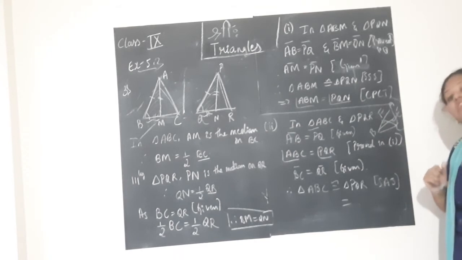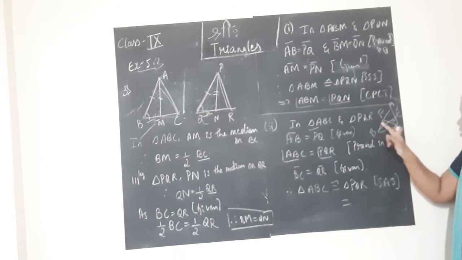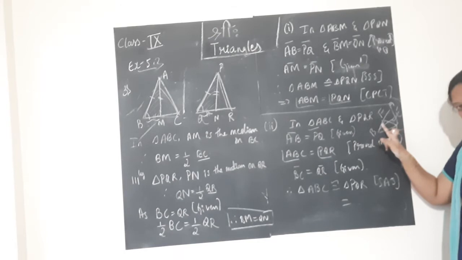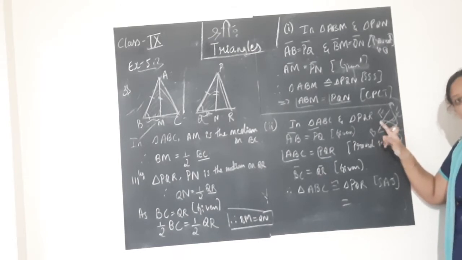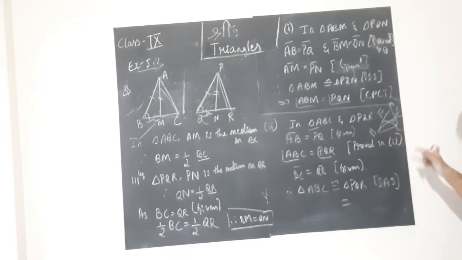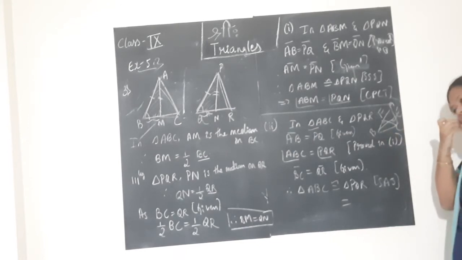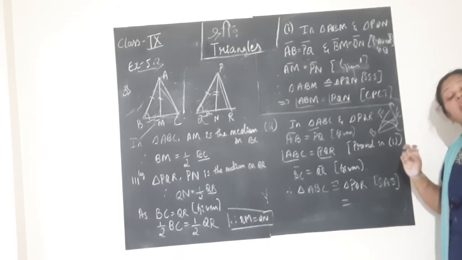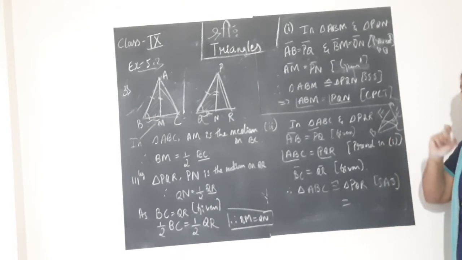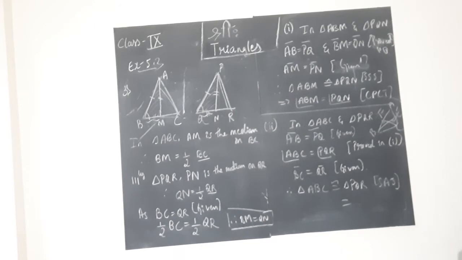RHS congruency rule says what? If in one right angle triangle, the hypotenuse and one side are equal to the hypotenuse and one side of the second triangle, then both the triangles are said to be congruent. So that is the reason they are asking us to use the RHS rule.